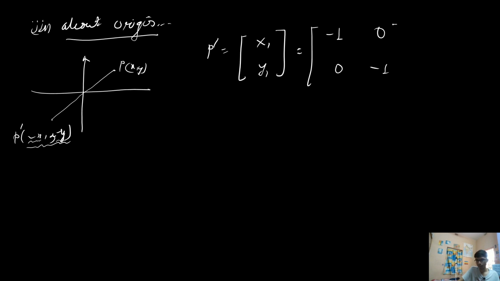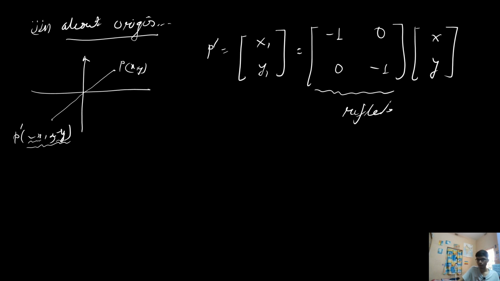So from here we can see that this comes from multiplying the P dash matrix, which is equal to x1 and y1, the image of this point. x1 y1 is basically equal to [minus 1, 0; 0, minus 1] times x and y. So this is known as the reflection matrix of any point about the origin, that is, the reflection matrix of P about the origin 0 comma 0.